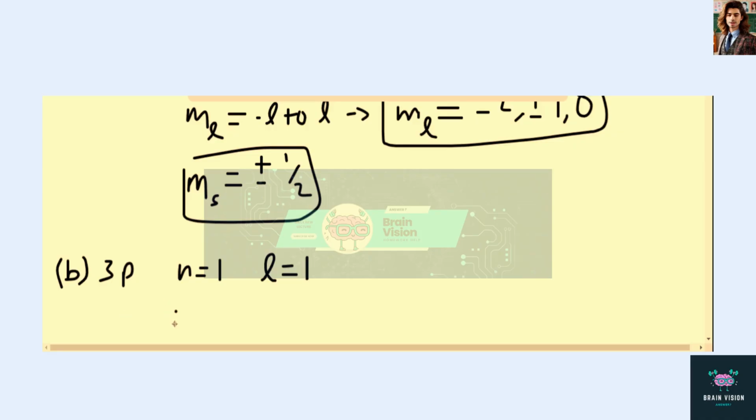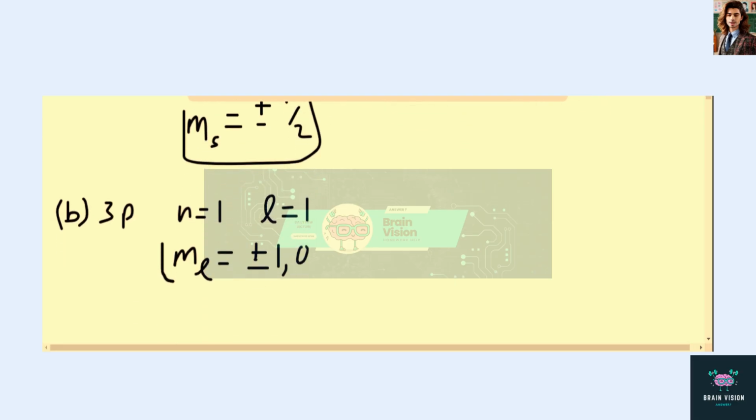m sub l, since again it's from negative l to positive l, goes from negative 1 to positive 1 by integers. So the only values it can take on are plus or minus 1 or 0. We can box that in.